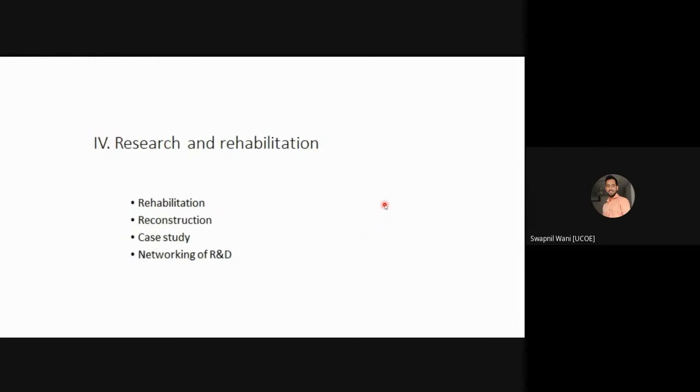After the relief stage, the important points are research and rehabilitation. Research is very important. Not only rehabilitation, you are not constructing the same structure again. We have to go for research and then we will rehabilitate or reconstruct. So for reconstruction or rehabilitation, we have to go for a case study. We have to identify what damage there is, what type of damage there is, and prevent such damage in future. What can be done?